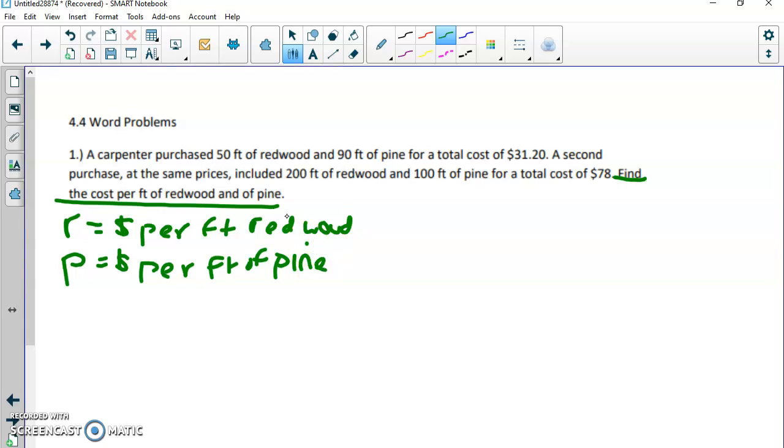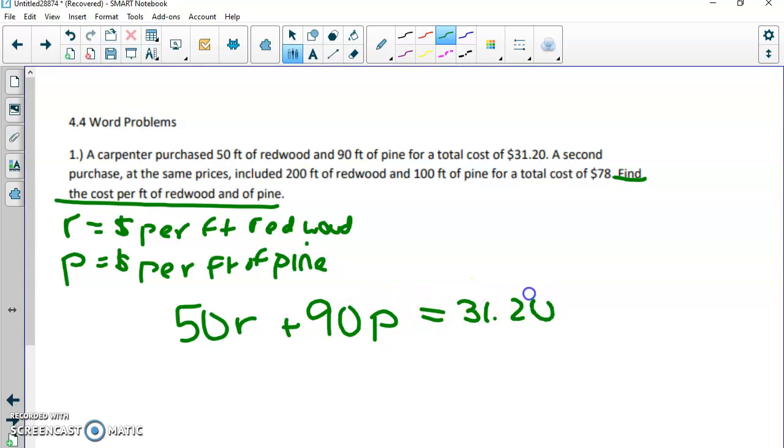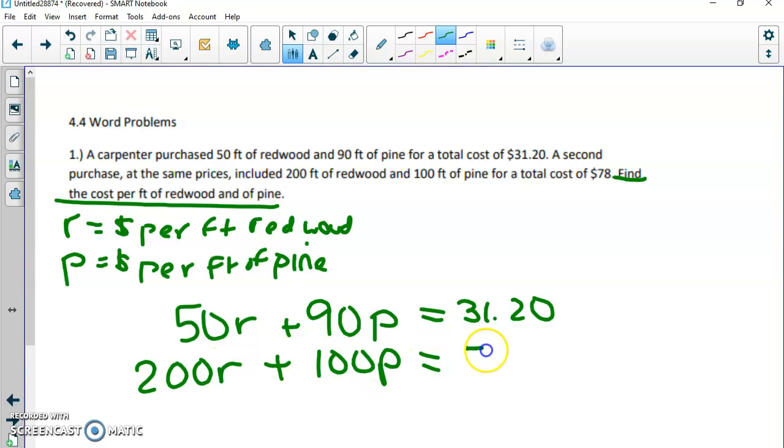So they give us 2 examples. 50 feet of redwood. Well, if each foot of redwood cost $3, then it would be 3 times 50. So what you're going to do is 50 is going to be your coefficient. So 50 times R plus 90 times P equals the money amount. Next one, 200 feet of redwood. So 200R plus 100P equals 78. Here is your system.